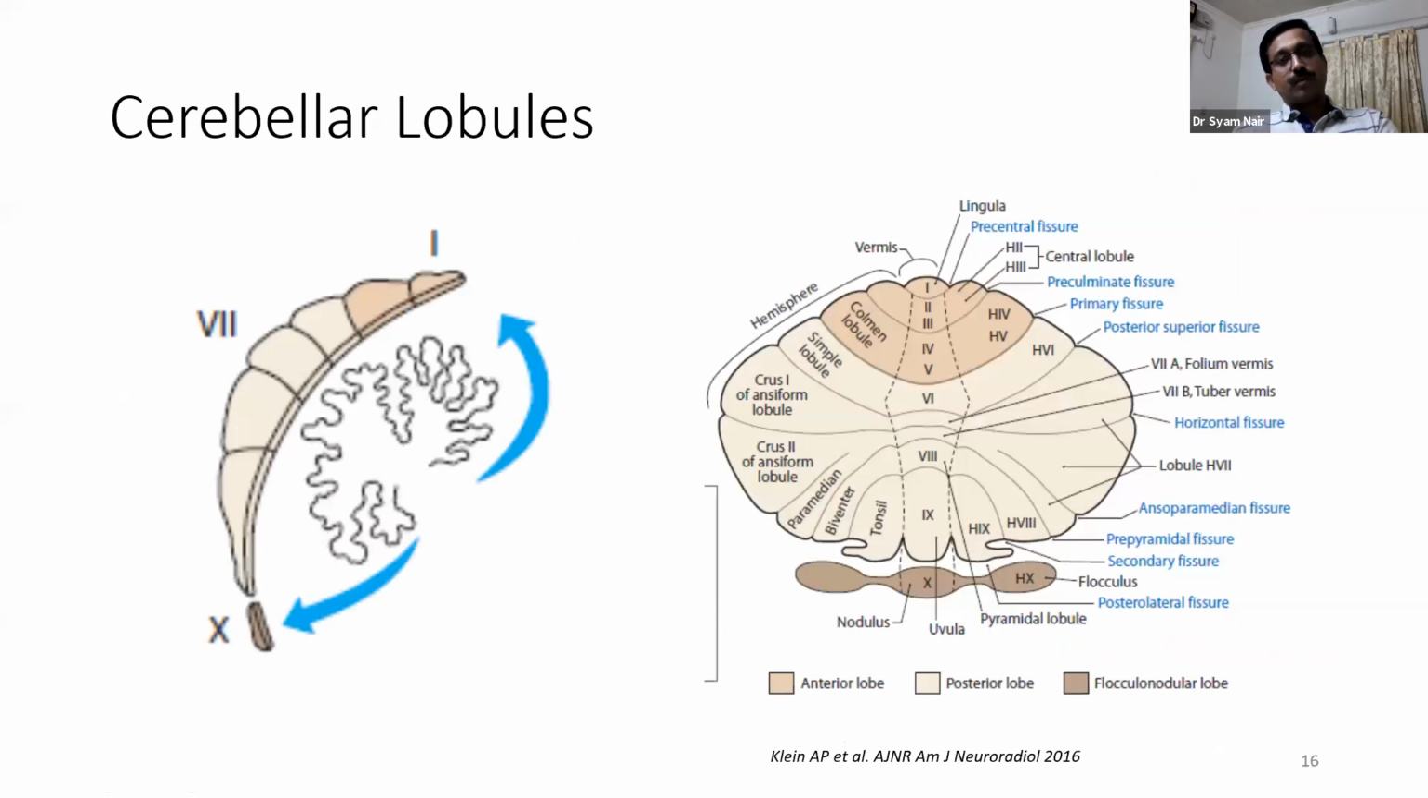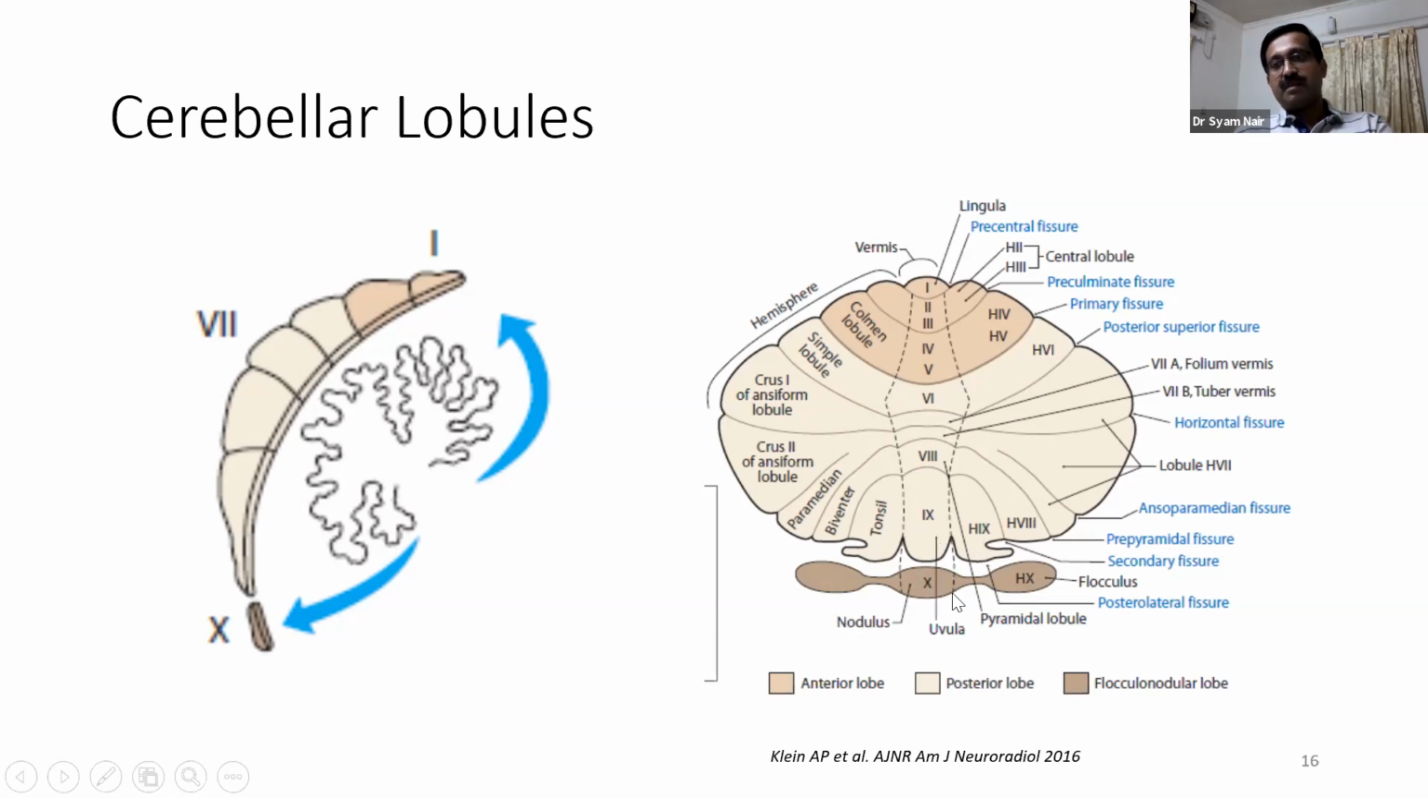And the cerebellum has so many lobules. So this is the schematic representation of the cerebellum. If you unfold it like this, this much is the anterior lobe, this much is the middle lobe or the posterior lobe, and this is the flocculonodular lobe. You unfold it and you can see so many lobules, numbered 1 to 10. Lobules 1 to 5 form part of the anterior lobe, 6, 7, 8, 9 form part of the posterior lobe, and 10 is the flocculonodular lobe.